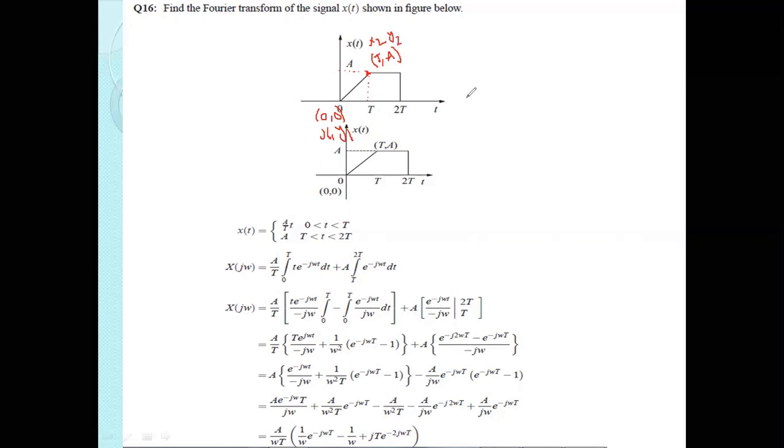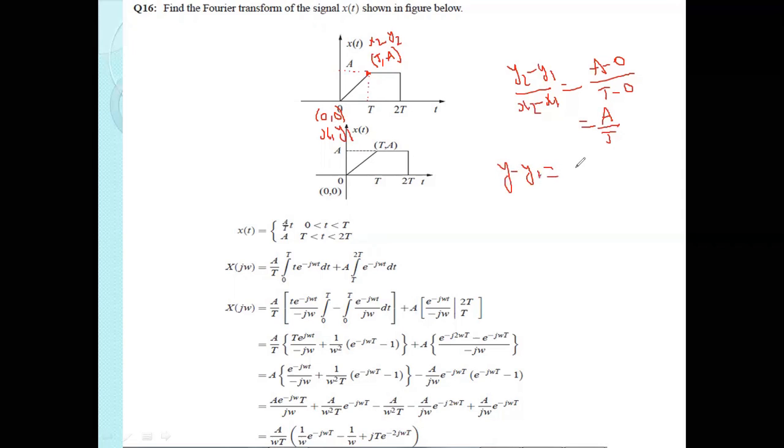First write the slope equation: y2 minus y1 by x2 minus x1. What is the y2 here? y2 is A, y1 is 0, and x2 is T, x1 is 0. So it is A by T. Now you can substitute that in the equation.